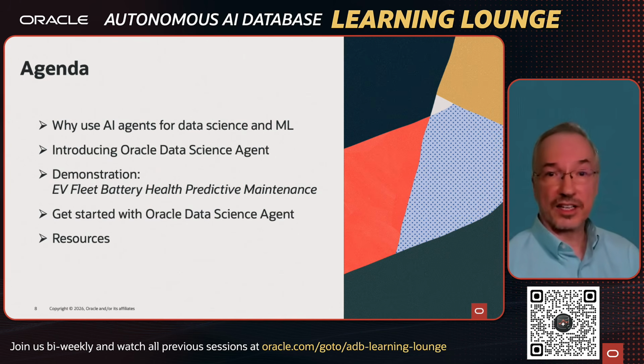So for today's agenda, we're going to start by looking at why AI agents are valuable for data science and machine learning. Then we'll introduce Oracle Data Science Agent and show a demo using an electric vehicle battery health predictive maintenance example that can take you through the various steps. And finally, we'll walk through how to get started and point you to a few helpful resources for learning more.